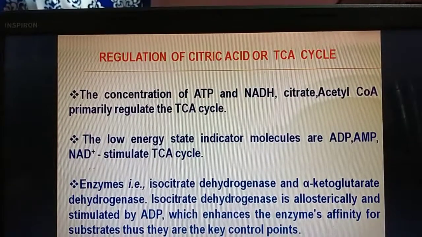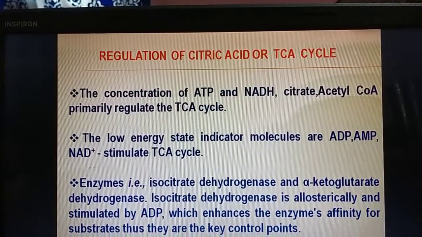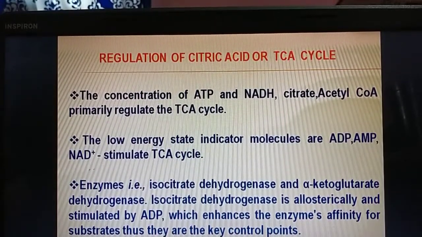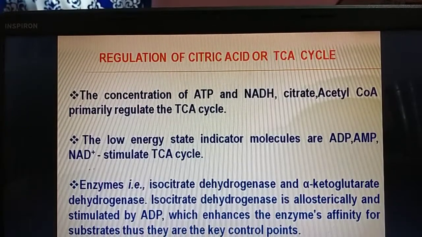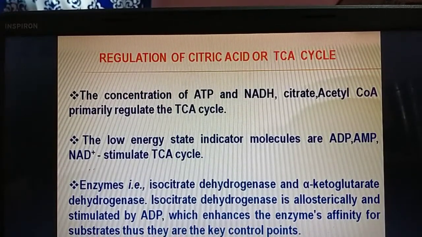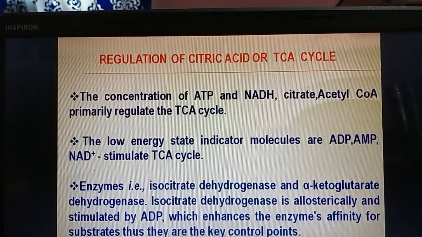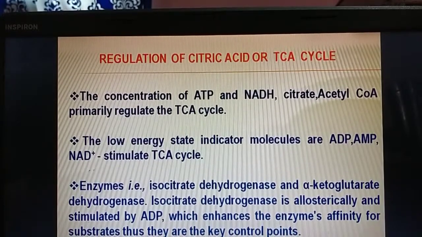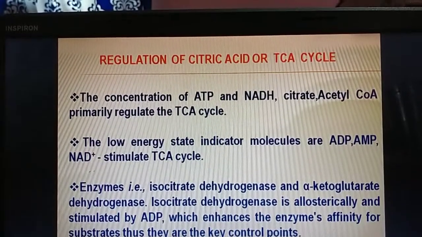Regulation of the citric acid or TCA cycle. The concentrations of ATP, NADH, citrate, and acetyl coenzyme A primarily regulate the TCA cycle. The low energy state indicator molecules ADP, AMP, and NAD stimulate the tricarboxylic acid cycle enzymes, that is, isocitrate dehydrogenase and alpha ketoglutarate dehydrogenase. Isocitrate dehydrogenase is allosterically stimulated by ADP, which enhances the enzyme's affinity for substrates, thus it is the key control point.